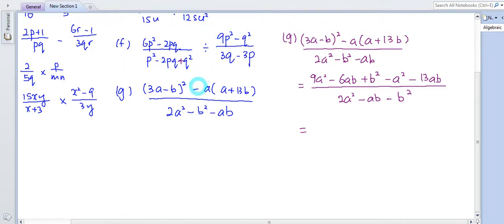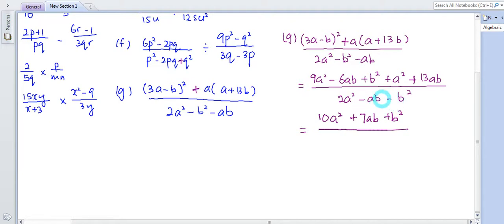Okay, I think I change this one become positive. Okay, we try this change become positive. Okay, so a times a you get a squared. Then here also it will be positive. Okay, 9a squared plus a squared it will be 10a squared. Okay, so negative 6ab plus 13ab. You will get plus 7ab plus b squared.